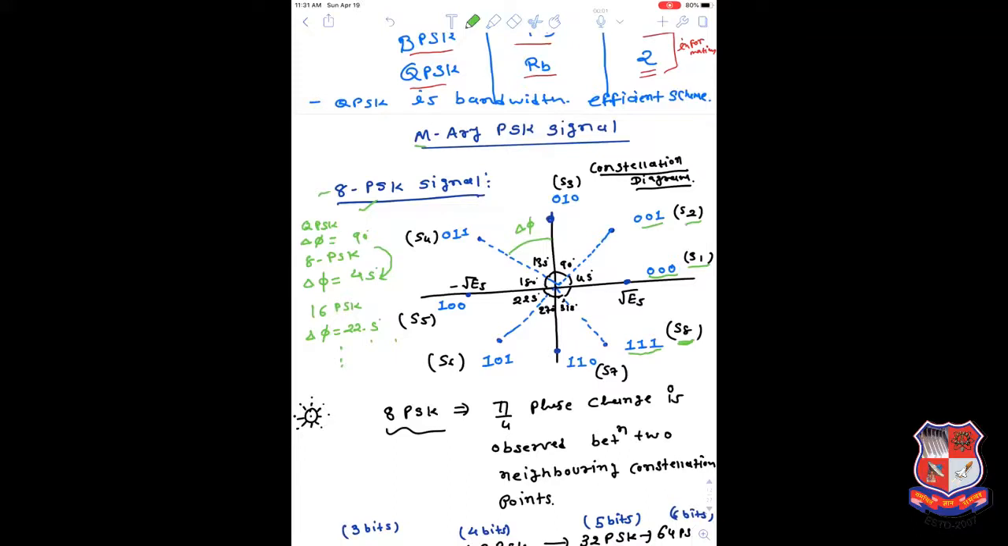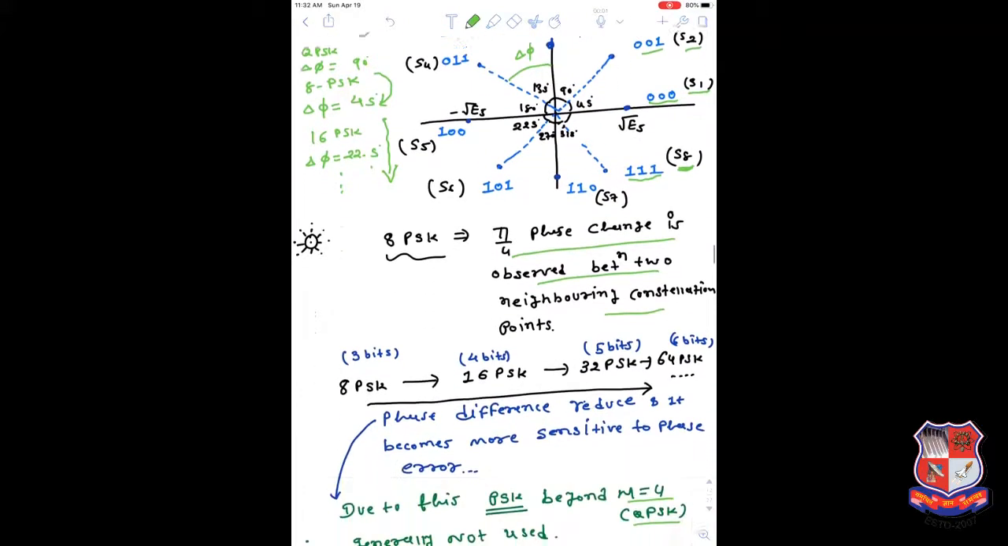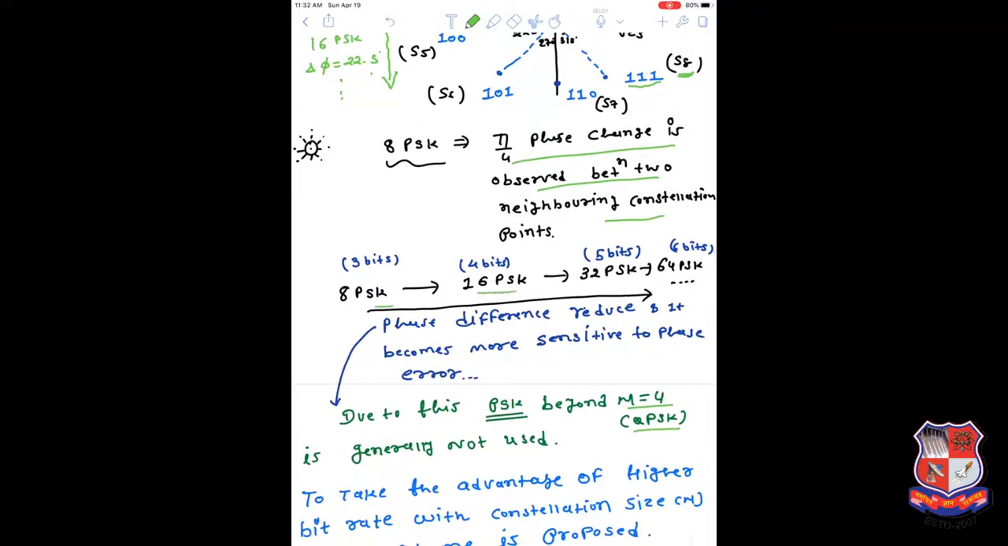So if the number of constellation points is increased in the PSK modulation scheme, the difference between two neighboring phases also decreases, and then it leads to phase error. So all the PSK schemes above QPSK are highly sensitive to phase variation. It is the same thing: the phase difference between neighboring constellation points is pi by 4, and if you go further and further to 16 PSK, 32 PSK, 64 PSK, the phase difference is reduced and that becomes more sensitive to phase error.